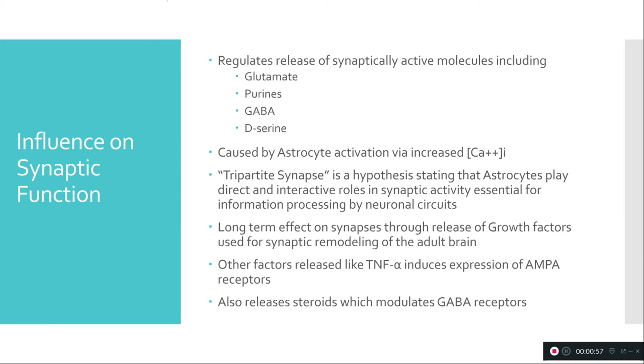They're also going to release factors like TNF-alpha, which is going to induce expression of AMPA receptors. TNF-alpha is one of those inflammatory cytokines, stands for tumor necrosis factor alpha, and it's going to be important in something called gliosis, which we'll talk about in a second. And they're also going to release some steroids which modulate GABA receptors. So how an astrocyte reacts to its environment is directly going to influence the presynaptic and postsynaptic neurons and how they're going to communicate.